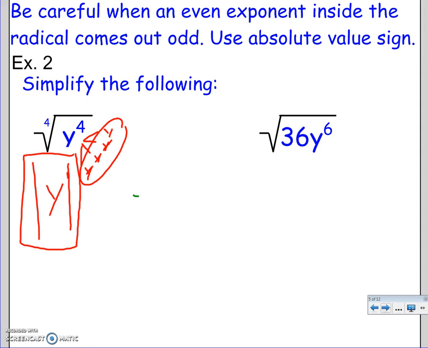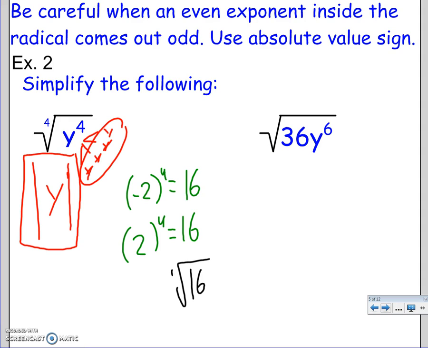Well, what if y was negative 2? If I do negative 2 to the 4th power, that's negative 2 times negative 2 is 4, times another 4 is 16. Or what if it was positive 2? 2 to the 4th power is also 16. So basically I'm saying if the number inside was 16 and we're taking the 4th power, how do you know if it was negative 2 or positive 2? Well, to be safe, you put this absolute value around that y or that number to always make it positive. All right, that gets us the principal root.